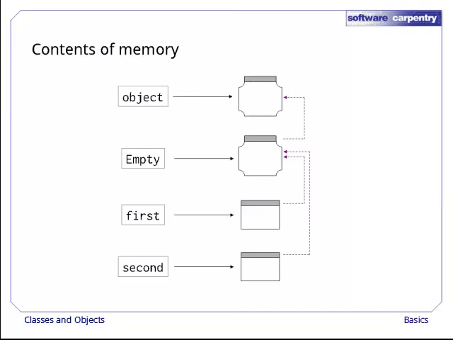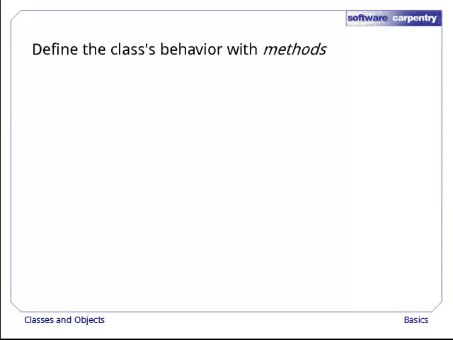It turns out that classes have these hidden references too. Here, the class empty has a reference to another class called object, which is built into the language. Python knew to add this reference to empty because we put the name object in parentheses after empty's name when we defined it. We'll see how Python uses this reference later on. First though, let's see how we teach classes to do things.